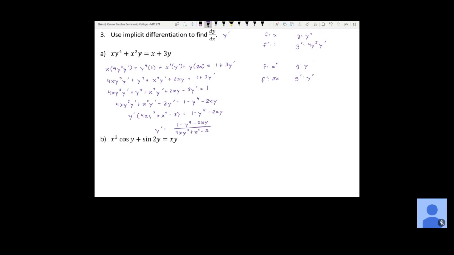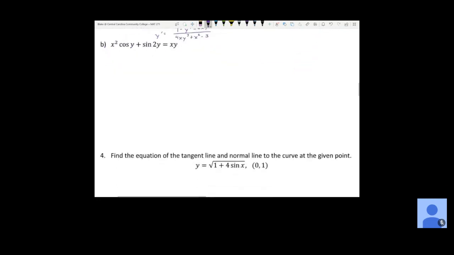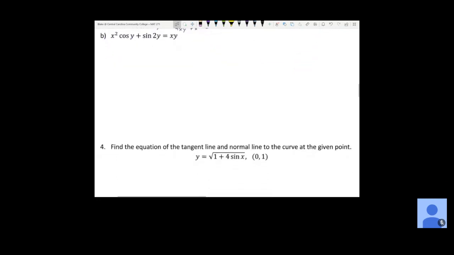All right, let's take the differentiation. We need to find y prime or dy dx. So if we look at that first part, x squared cosine y, what are we going to have to use to find that derivative? The product. Good.